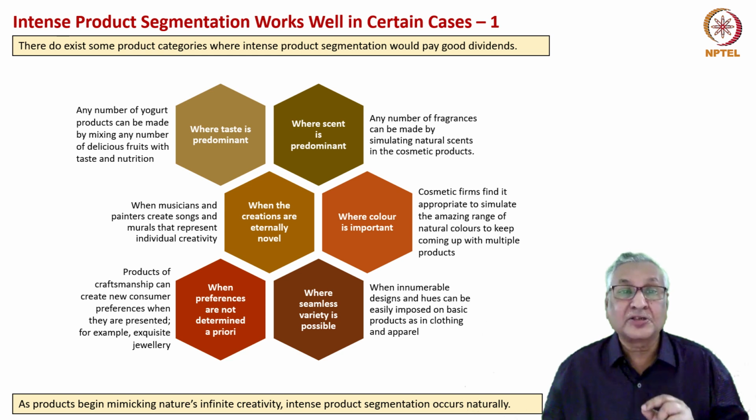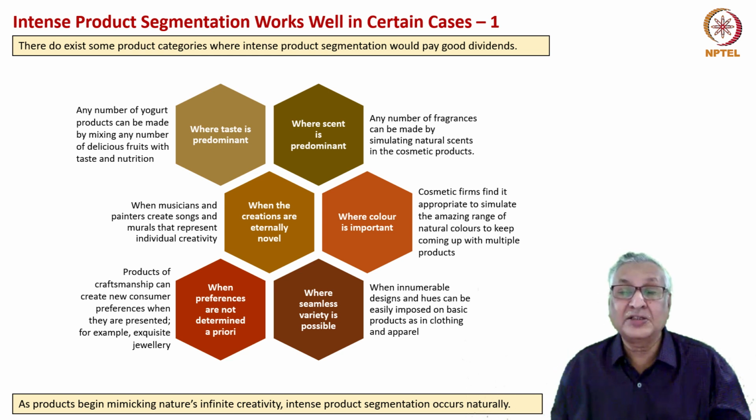But intense product segmentation does work well in certain cases. There do exist some product categories where intense product segmentation would pay good dividends. Any number of yogurt products can be made by mixing any number of delicious fruits with taste and nutrition. Here, the taste is predominant. Some people like a particular taste and a particular combination of look and feel, and that's what value added yogurt products achieve.